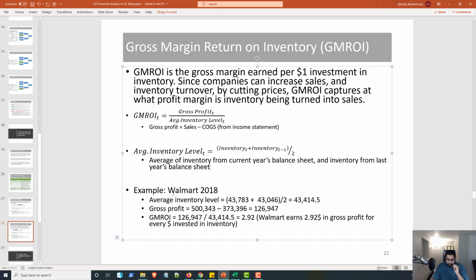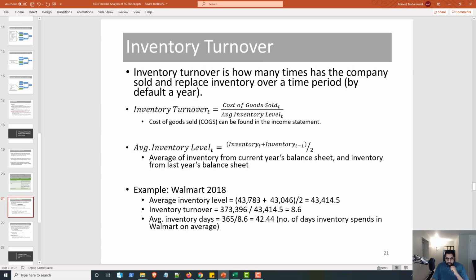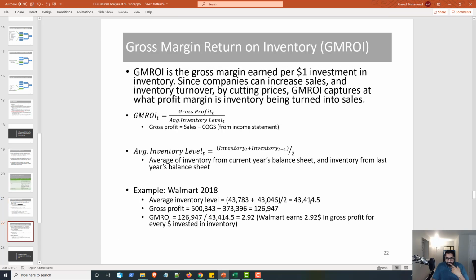Let's do this for Walmart quickly. Average inventory level, we already did this in the previous slide as well. You take the 2018 balance sheet and the 2017 balance sheet, and you get the average inventory level of 43,414. Gross profit for 2018 is sales minus cost of goods sold, 126,947 million. This is also in millions of dollars. You divide the two, you get 2.92. So Walmart earns $2.92 in gross profit for every dollar invested in inventory.